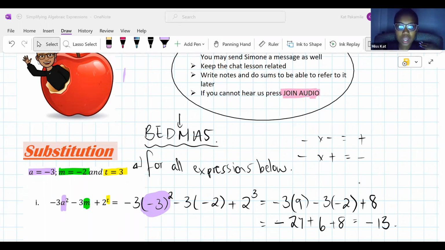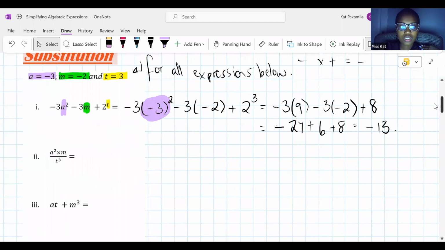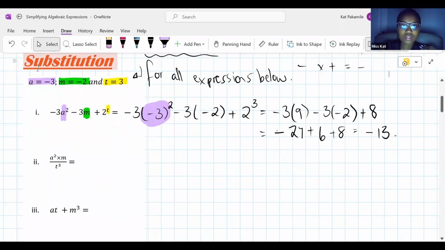There's a lot going on in the chat, but I'm going to be able to handle it well. I think we all understand the concept of substitution, so we can do the rest together. Can I have more hands for people to do these ones with me? All you do is substitute, and then you work out the sum using BEDMAS.